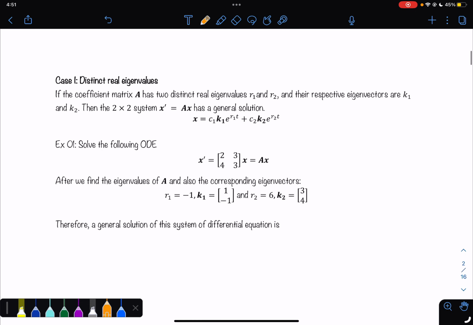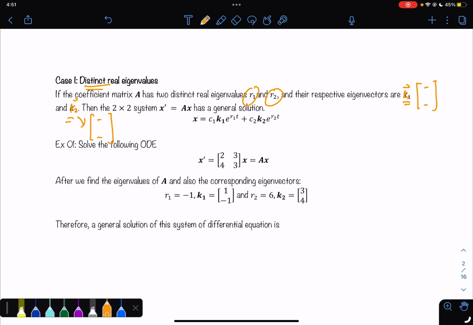So if we have two different real eigenvalues, you would find the two eigenvalues r1 and r2 separately, and you will find the corresponding eigenvectors K1 and K2. In this case, K1 is a vector which has two entries, right? Bottom line, you are expecting a vector which has two entries, and another vector which has two entries. So you should have typed it out in bold.